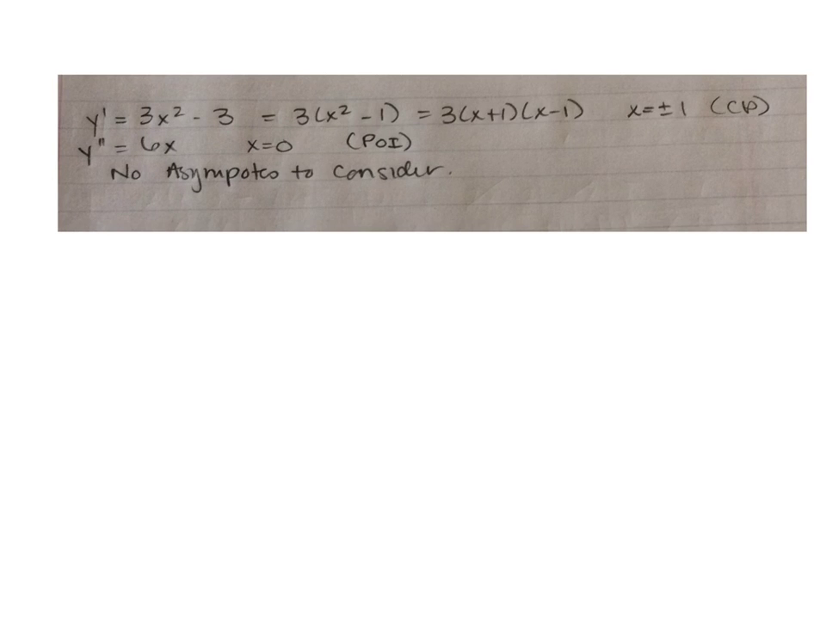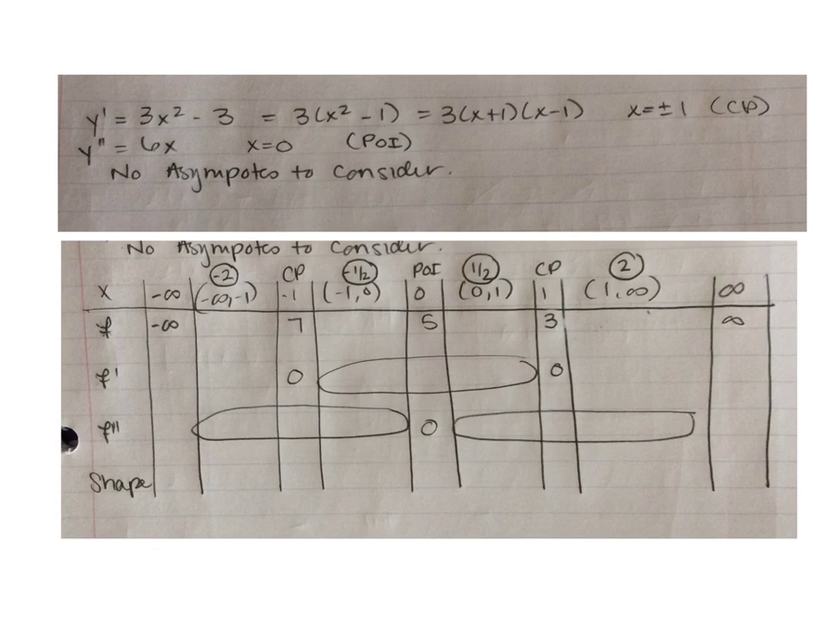Okay, so here is the work I did in terms of the first and second derivative, and I found the critical points and the points of inflection. Notice that I haven't done anything else. So now I'm going to go ahead and set up the structure of the table. So it's a good place to pause.